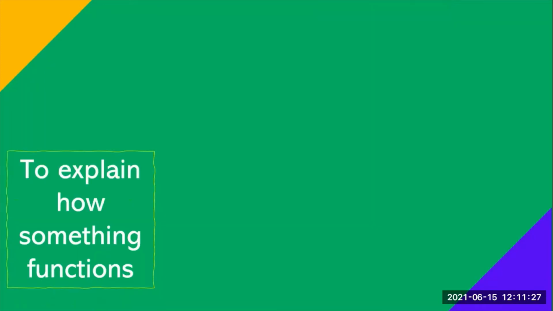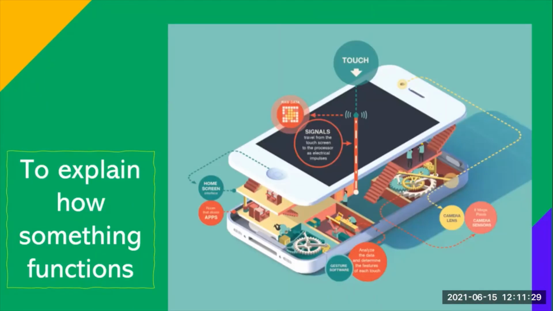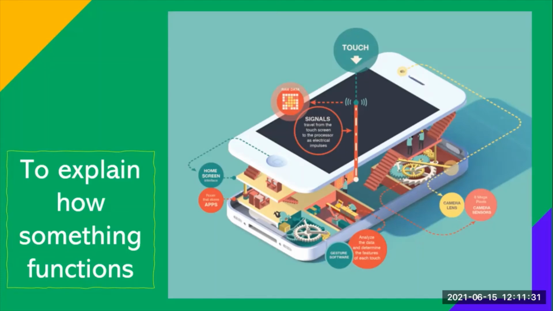Next, to explain how something functions. Like for example, this one. Using infographics, you can show the intricacy of how something complex works. It can reveal the mechanics behind how an object works. Designers can create infographics by showing the mechanics behind intricate objects, processes, or concepts.